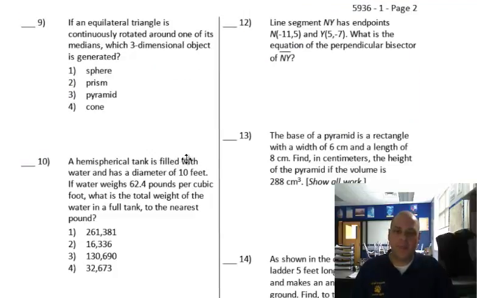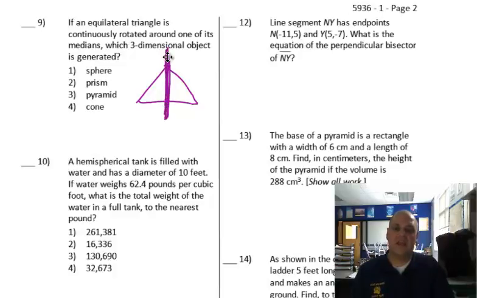All right. Halfway there. If an equilateral triangle is continuously rotated around one of its medians, which three-dimensional object is generated? So I got to draw an equilateral triangle. Similar to the last one, kind of. Not really. It's continuously rotated around one of its medians. Remember, a median goes from the vertex to the midpoint. So here's a median. And we're going to rotate. There's a median right there.